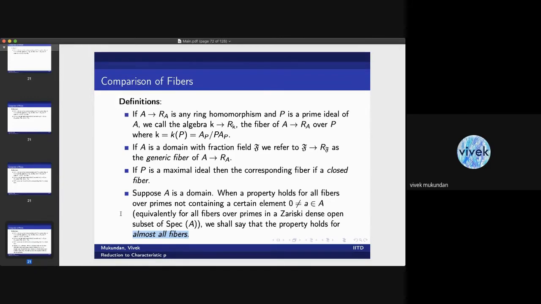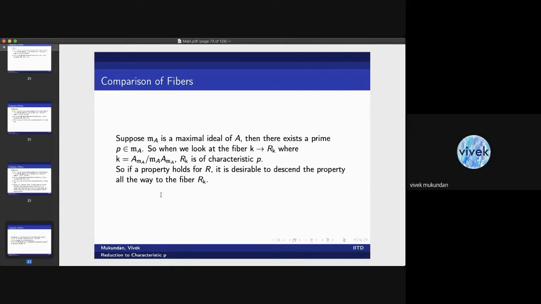So the idea is that whatever property you have for the ring R, you want to make sure that it is true for almost all fibers. Okay, so what is the advantage of going to the fiber level? Suppose MA is a maximal ideal of A, then there exists a prime number in MA because A is a Z-algebra. If you take a maximal ideal of A, it contains a maximal ideal of Z, which are basically prime numbers. So you have a prime number inside MA.